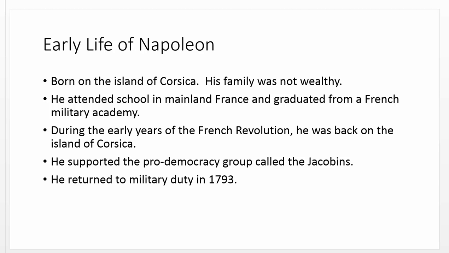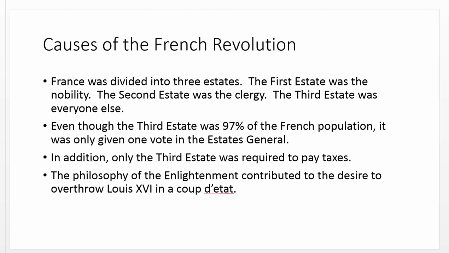But before we can get to that, let's just make sure you know what the causes of the French Revolution are, and I'm doing this in a very abbreviated way. Politically, France was divided up into three estates. The first estate was called the nobility, and the second estate was the clergy. Now, everyone else, all the commoners, were in the third estate. But what's interesting is that the first estate made up about 1% of the population, as did the second estate. The third estate was as large as 97%.